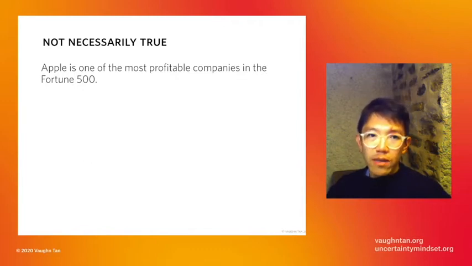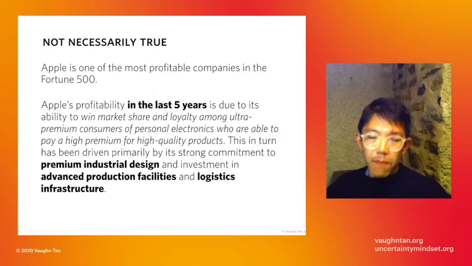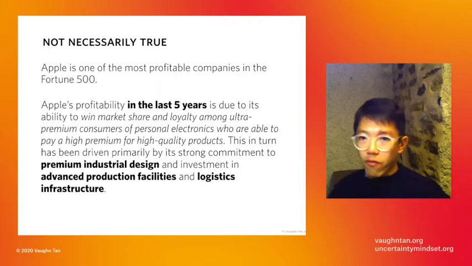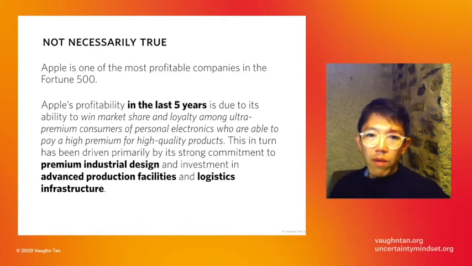How can you change a sentence like this, a nascent argument like this, and refine it so that it becomes, as we call it, arguable? One way to do it is by something like this, right? So you can expand that first sentence into something longer and more detailed, which explains a little bit about your thinking in support of the claim that you're making that Apple is one of the most profitable companies in the Fortune 500. So Apple's profitability in the last 5 years, not for all time, but in the last 5 years, you claim is due to its ability to win market share and loyalty among ultra premium consumers of personal electronics who are able to pay a high premium for high quality products.